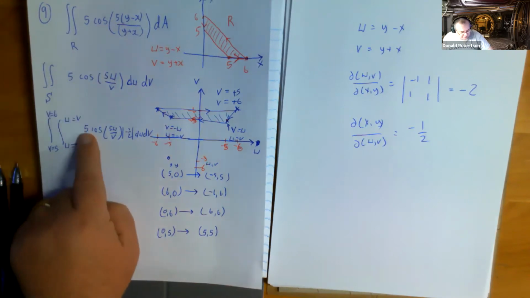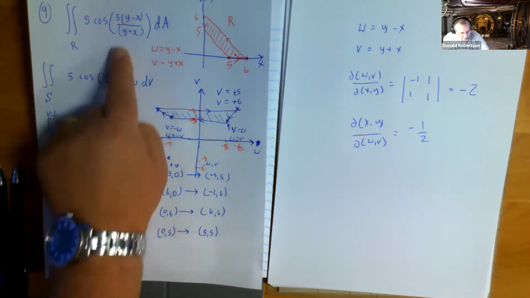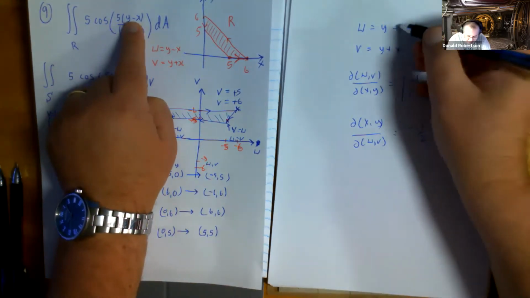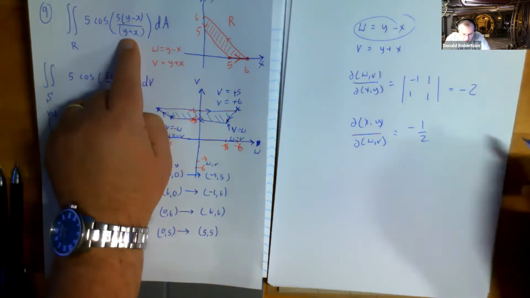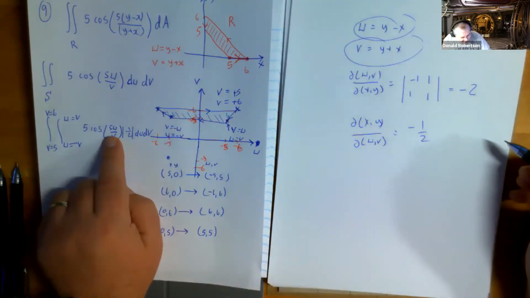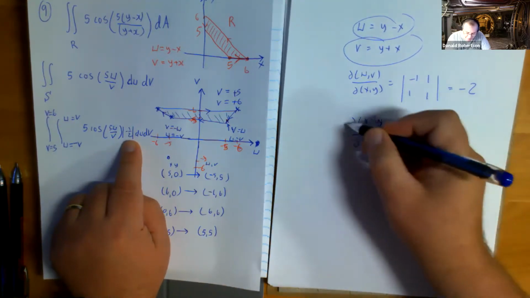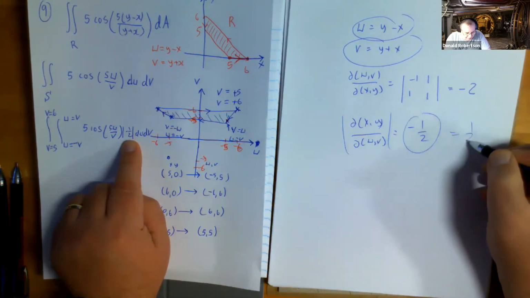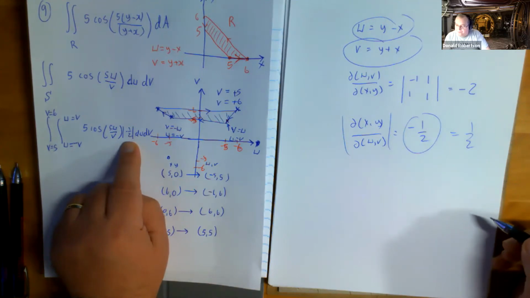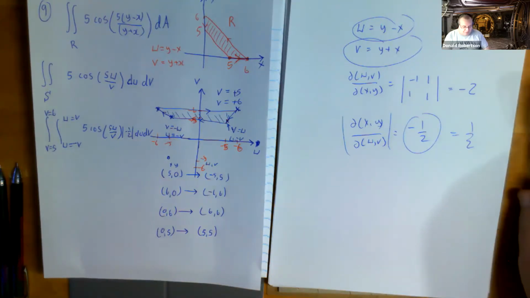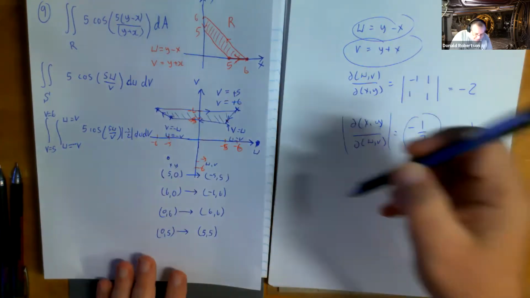That's 5. Cosine 5 times (y minus x) gets you 5u, y plus x gets you 5v, that's that. Do you remember that when this is a number, you use the positive value of it? So that's going to become 1/2. So far, so good. Now, the region, which is what this mess is about.